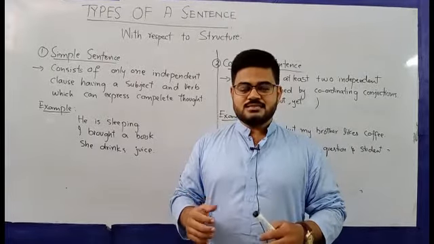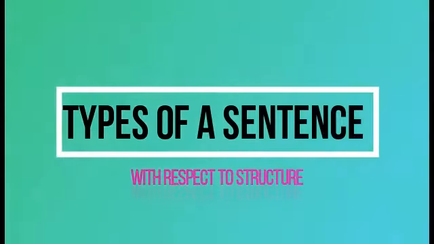Today we are going to start our new lesson, which is about the types of a sentence with respect to structure. There are four types of a sentence with respect to structure. In the previous lecture we studied the types of a sentence with respect to function, but today we will study its types with respect to structure. Now we will discuss the first type of a sentence, which is the simple sentence.